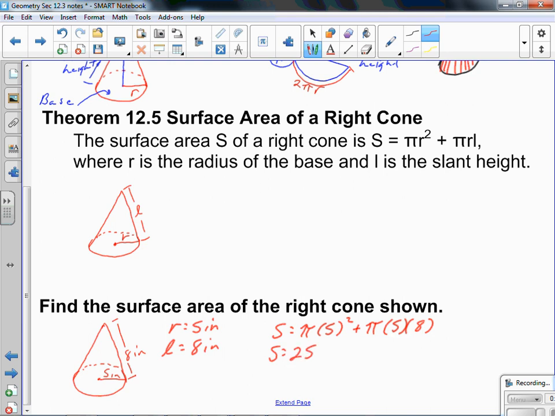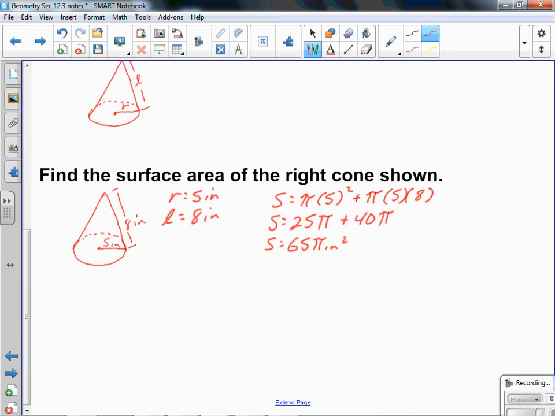That's going to be 25 pi plus 40 pi. Combine those together and we get 65 pi inches squared. Or if we multiplied by the pi and rounded it, it would be approximately 204.2 inches squared.